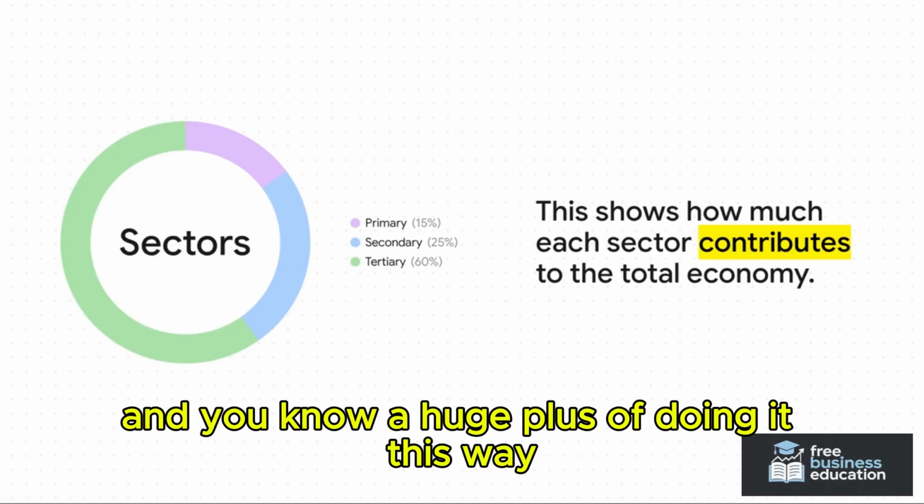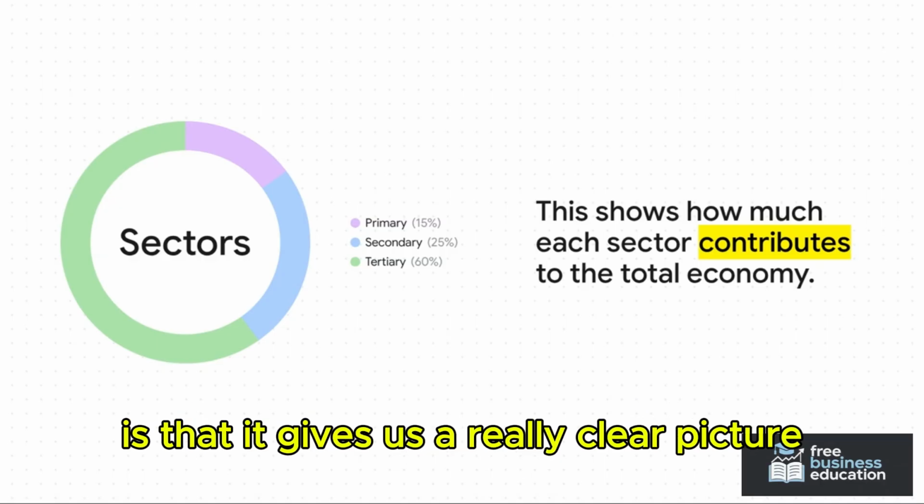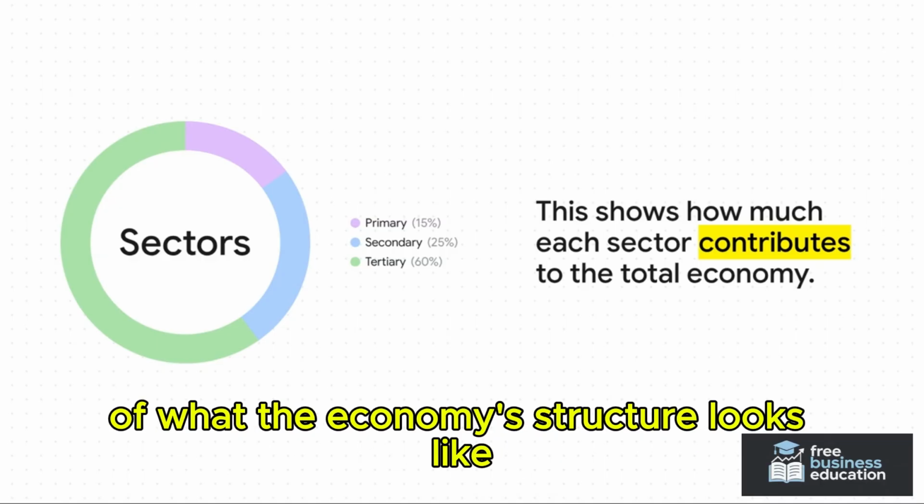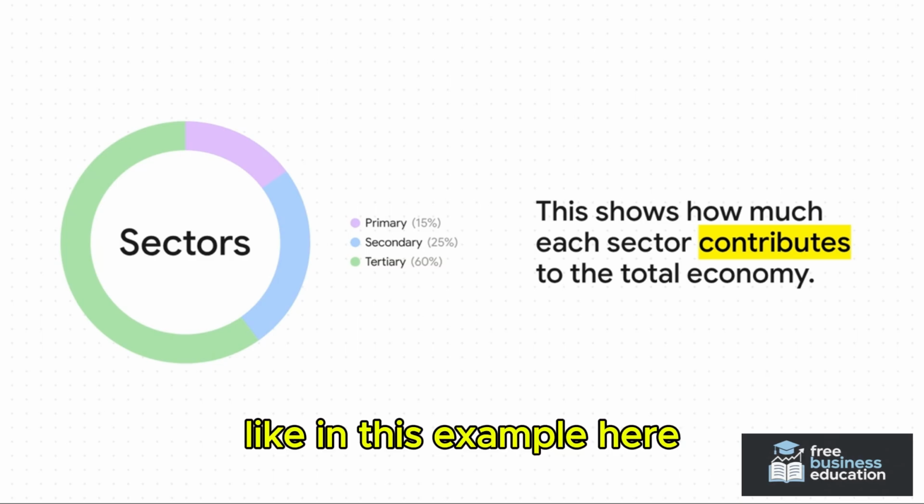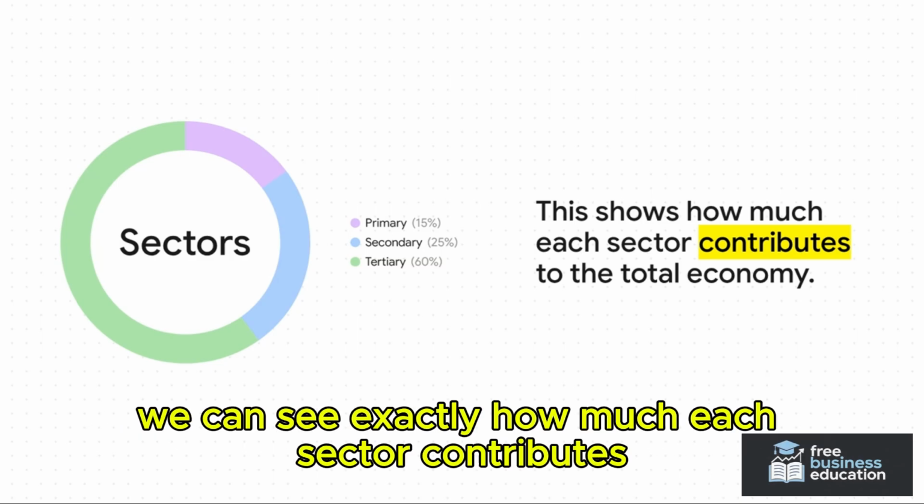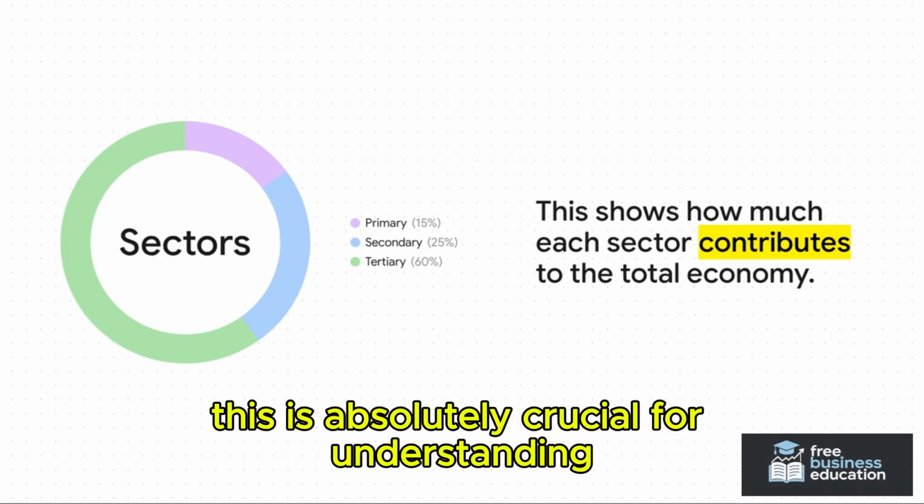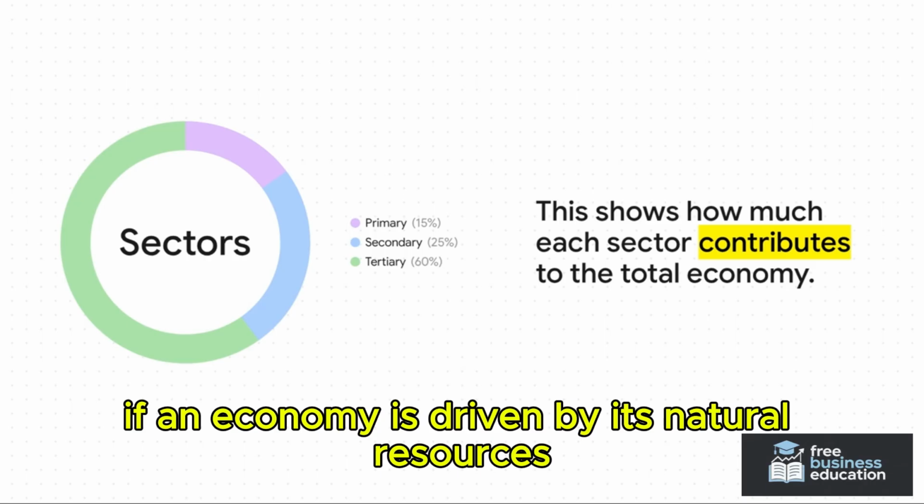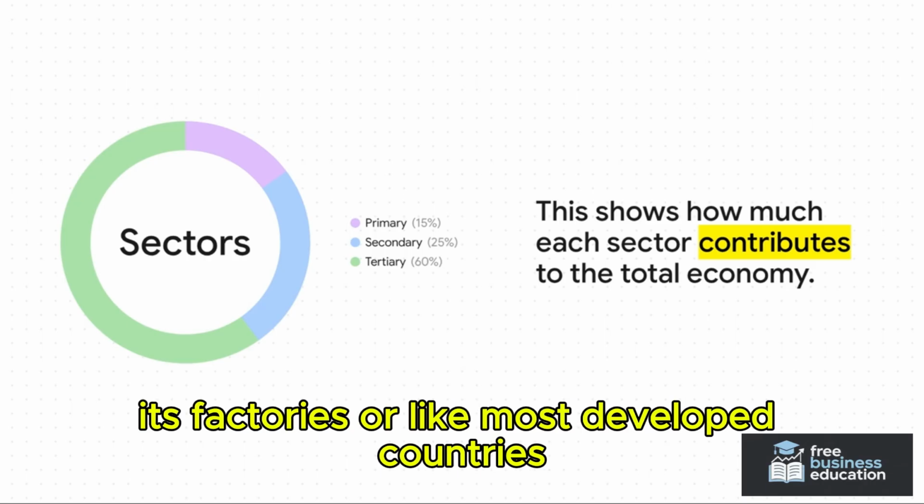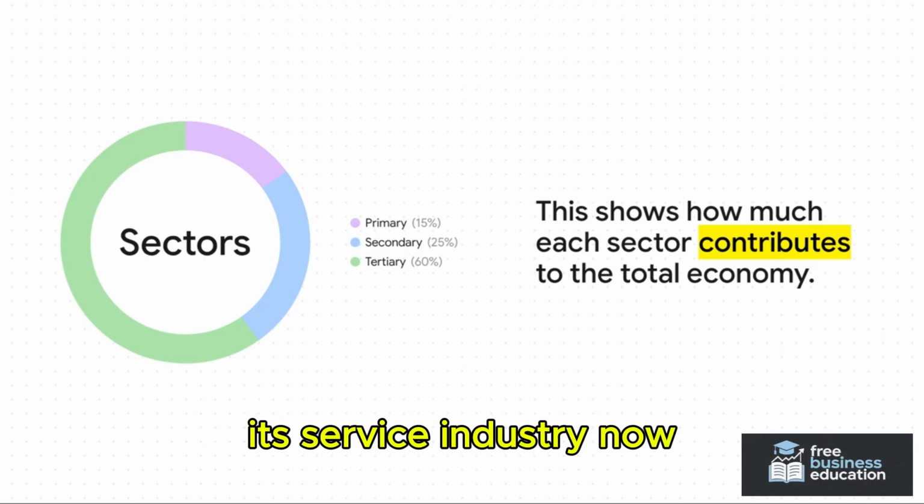And a huge plus of doing it this way is that it gives us a really clear picture of what the economy's structure looks like. Like in this example here, you can see we don't just get a total size, we can see exactly how much each sector contributes. This is absolutely crucial for understanding if an economy is driven by its natural resources, its factories, or, like most developed countries, its service industry.